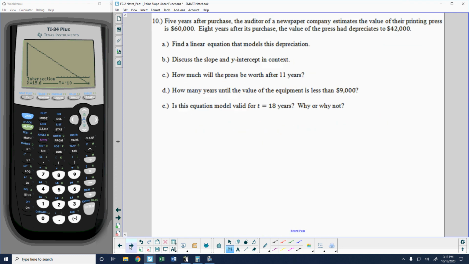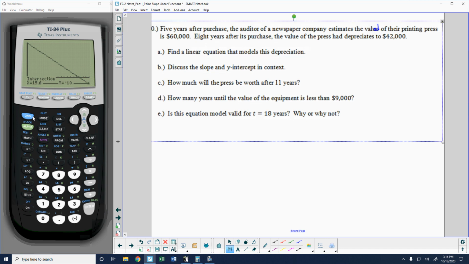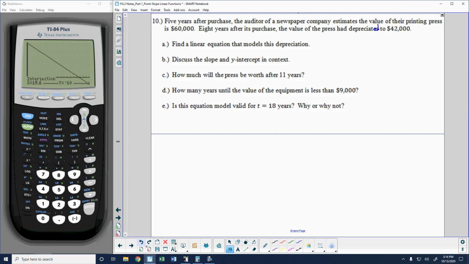The final problem in the packet says 5 years after purchase, the auditor of a newspaper company estimates the value of their printing press is $60,000. 8 years after its purchase, the value of the press has depreciated, typo there, to $42,000. So what we first want to do is find a linear equation that models this depreciation. So we have to come up with our own equation to represent what's occurring here.